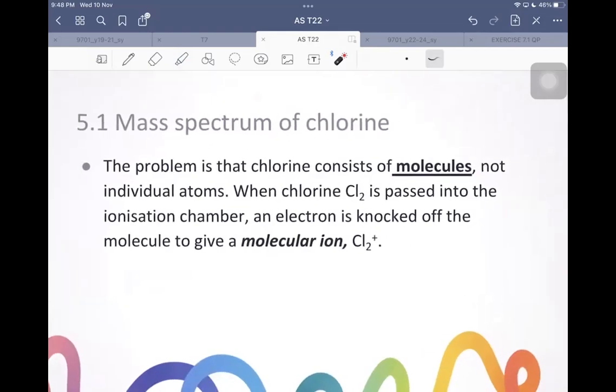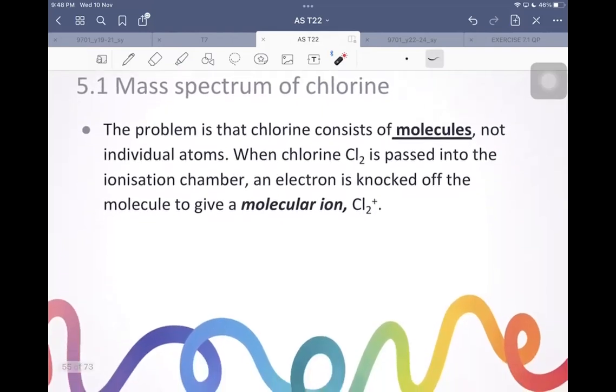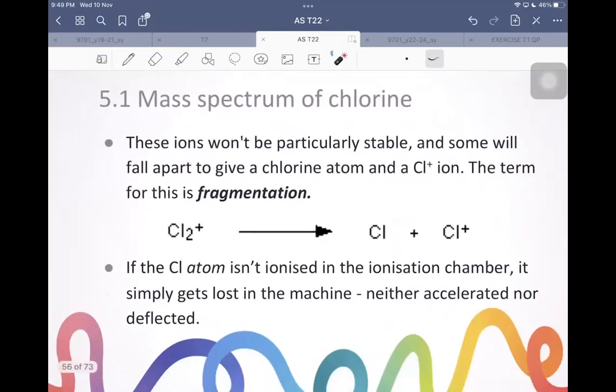Okay, so the problem is that chlorine consists of molecules, not individual atoms. When chlorine Cl2 is passed into the ionization chamber, an electron is knocked off the molecule to give a molecular ion Cl2+. When we deal with chlorine or bromine later on, they don't exist as atoms because the atoms are radicals and crazily reactive. So you have to take into account the molecule of chlorine and the molecule of bromine. That means you also have a molecular ion.